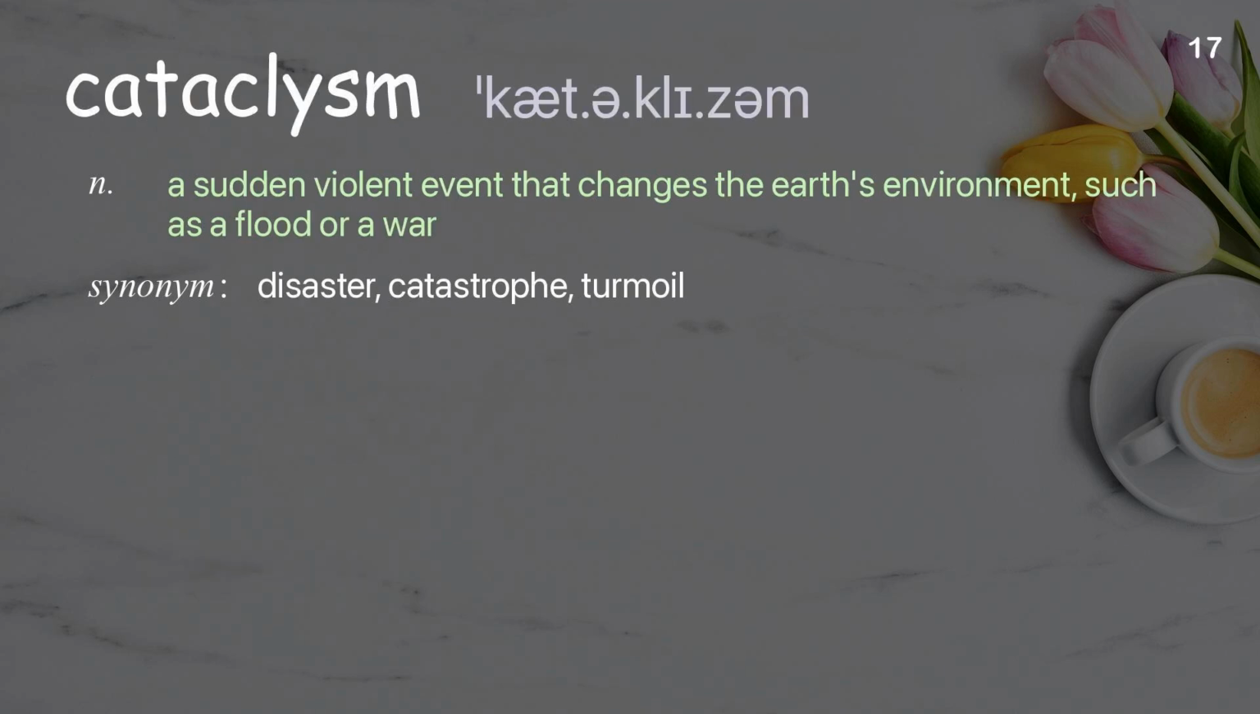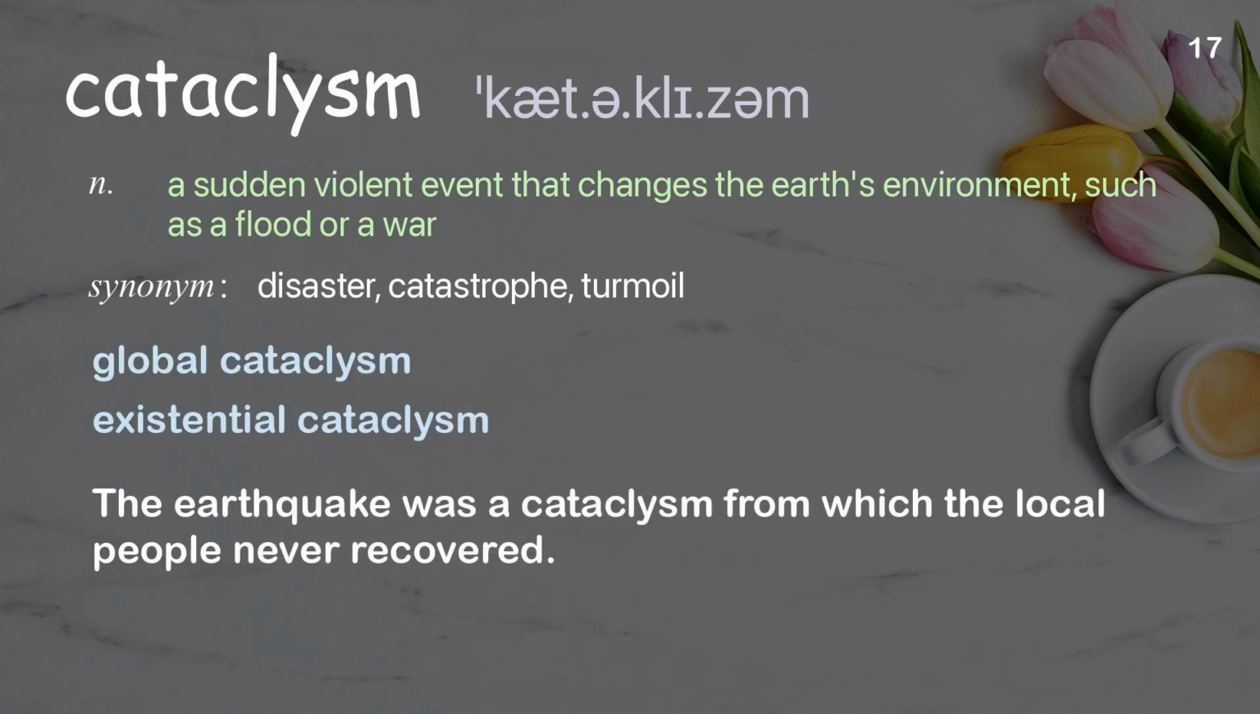Cataclysm. A sudden violent event that changes the Earth's environment, such as a flood or a war. Examples. Global cataclysm. Existential cataclysm. The earthquake was a cataclysm from which the local people never recovered.